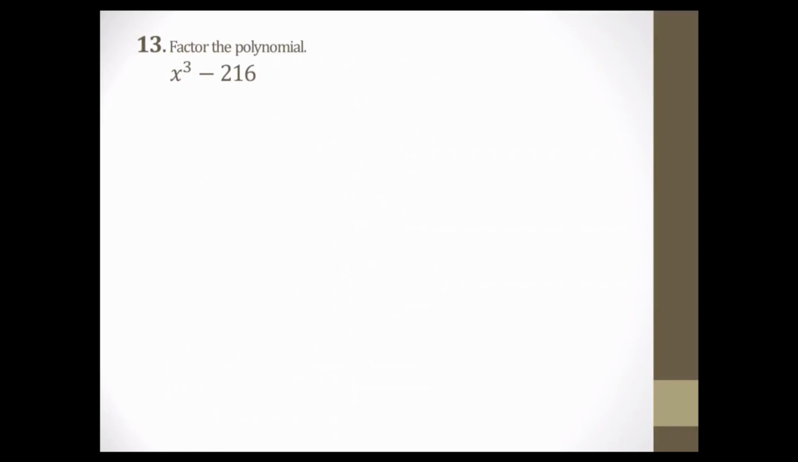Question number 13, this one says factor the polynomial. So there are a lot of different factoring methods, but in this particular problem, you should be realizing right off that we are dealing with the difference of perfect cubes, because this first term is a perfect cube, and 216 is a perfect cube, and then we have a minus sign. So the sums and differences of cubes actually require you to know a formula.